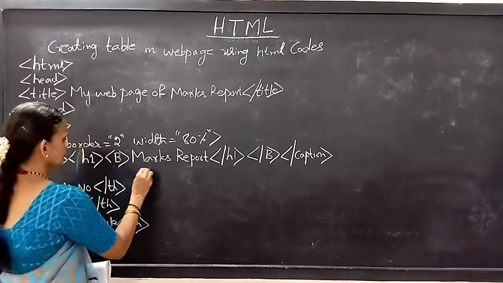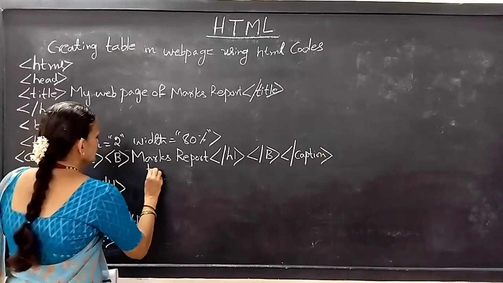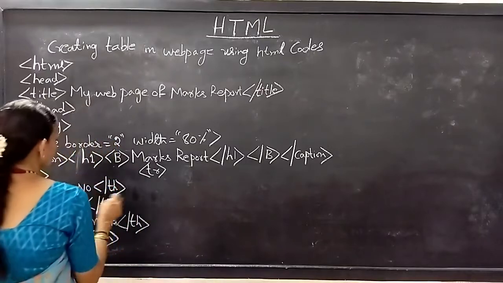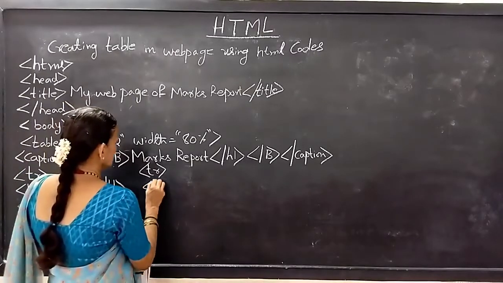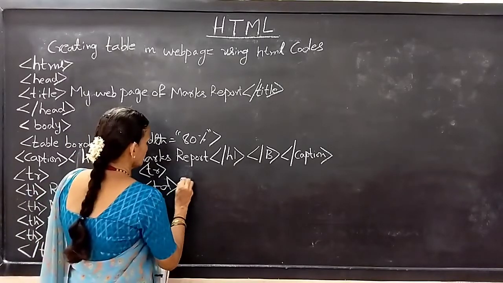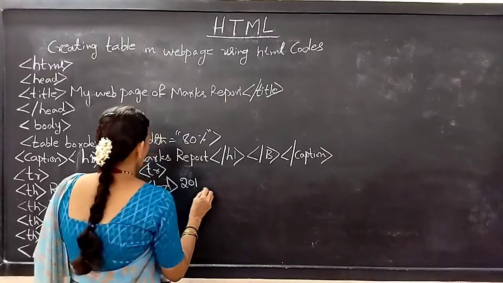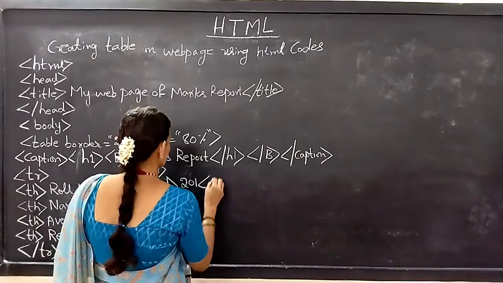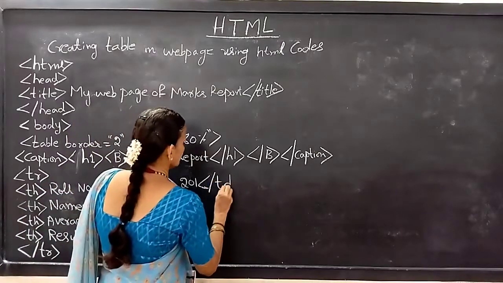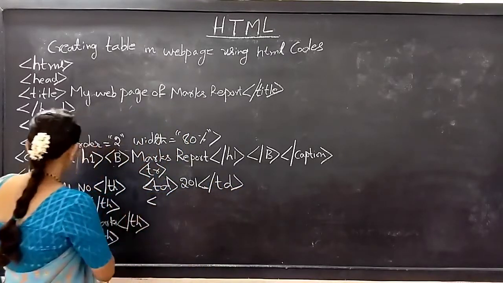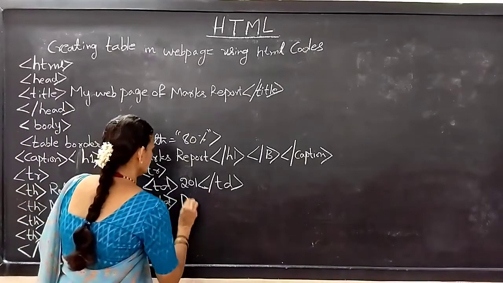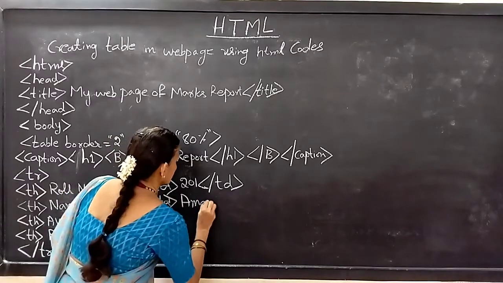Next, continue writing. We want to write again TR, table row. Whatever we want to write, the roll number, we have to write with the TD, isn't it? TD will start with roll number 201. Again we have to start TD and end that TD. Then what is the name? We can write inside TD some name of the student.